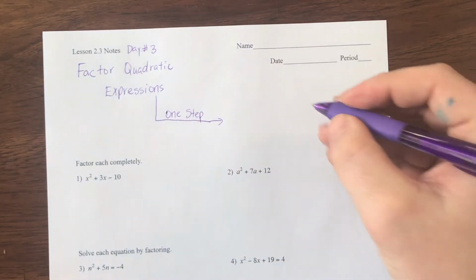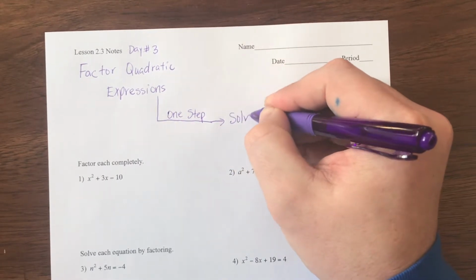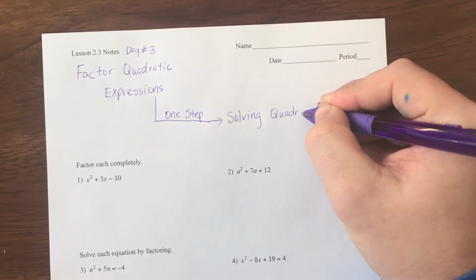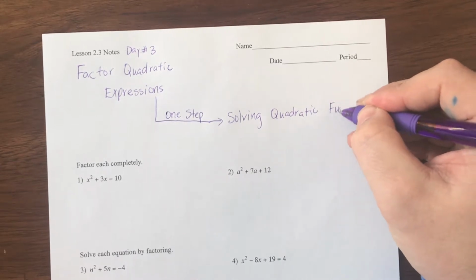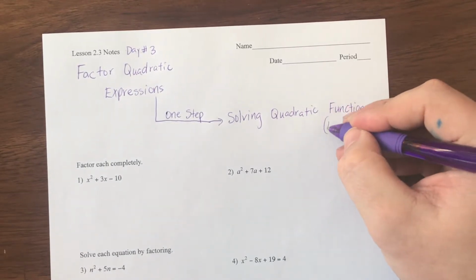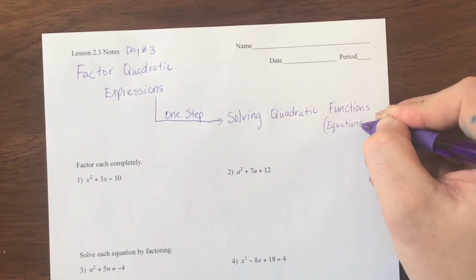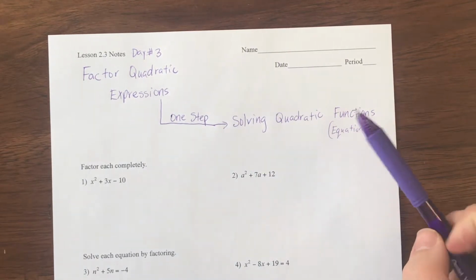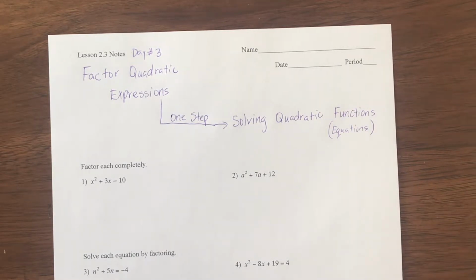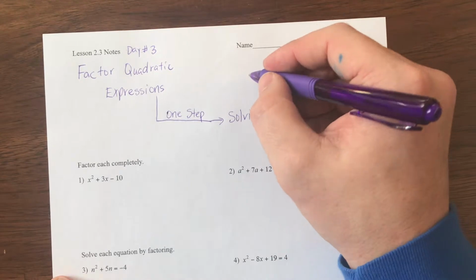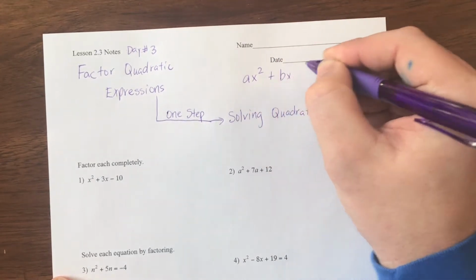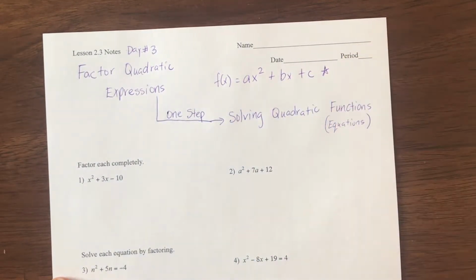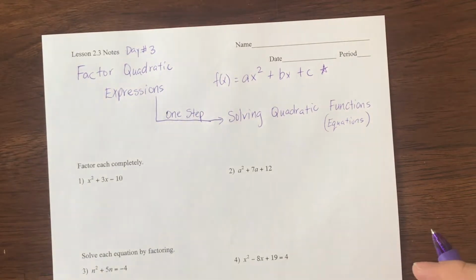We're going to take it to where we're actually solving quadratic functions, or equations here. We could say equations. So we've dealt with factoring quadratic expressions; now we're talking about solving quadratic functions or equations. This whole week has been all about ax squared plus bx plus c form. f of x equals that, the standard form of a quadratic function. So let's jump into this.